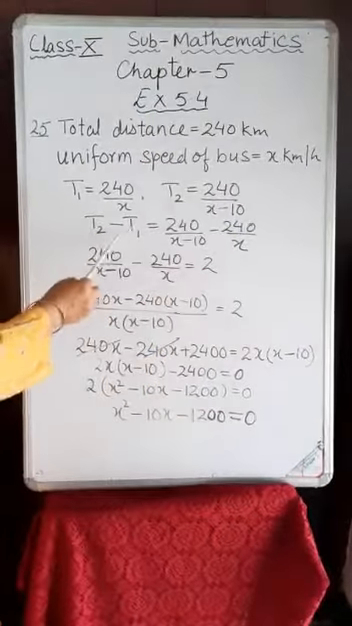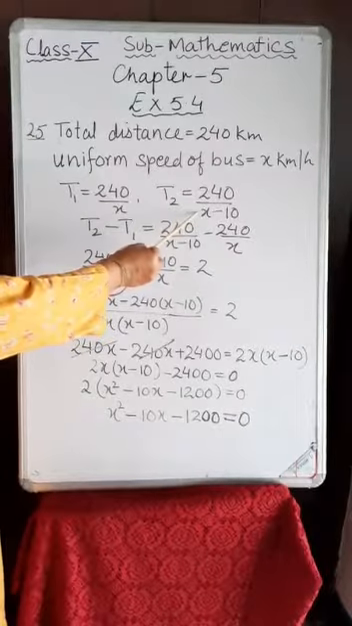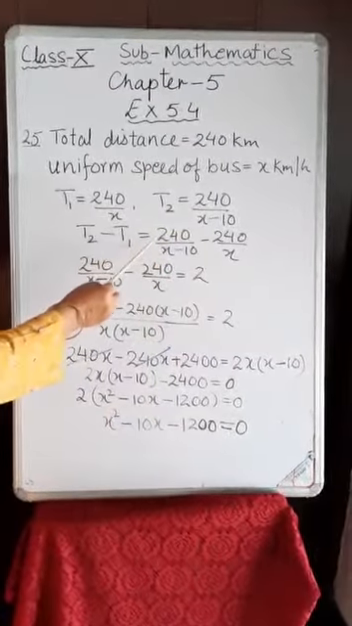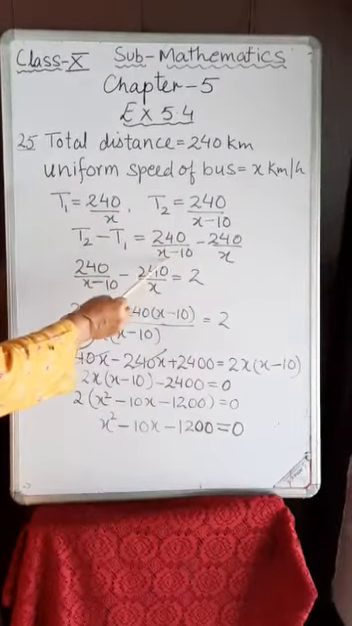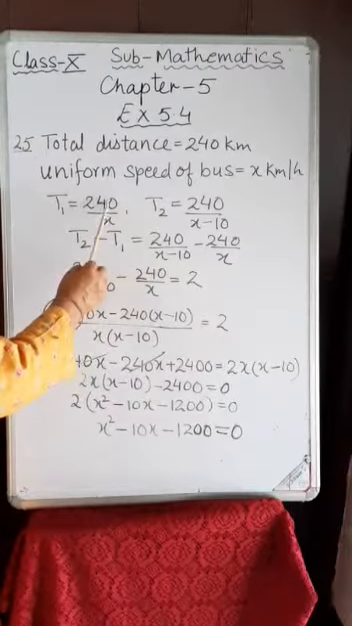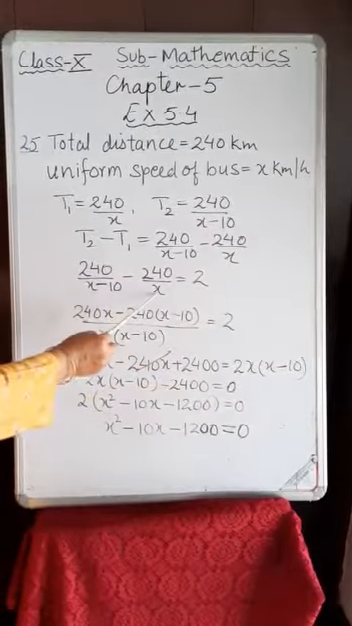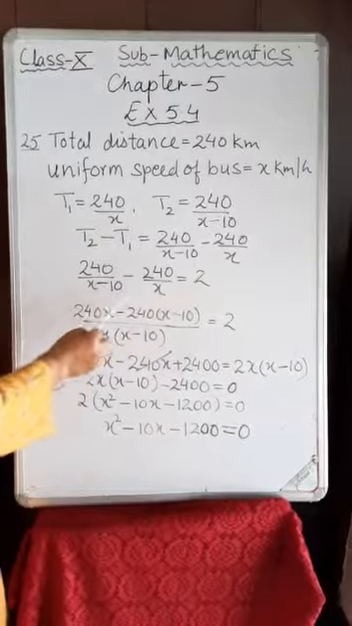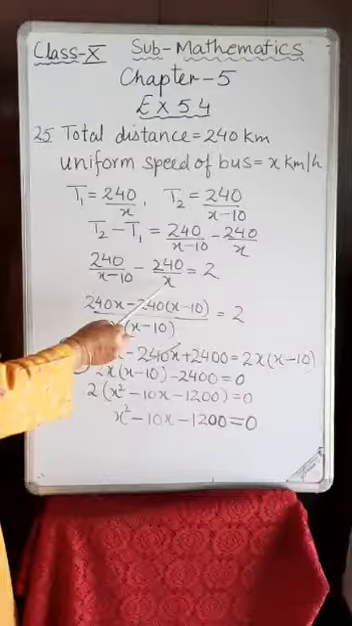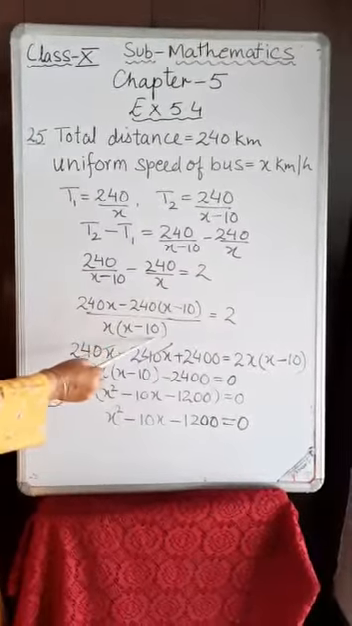Now the difference in time: if the speed of the bus is less, then it will take more time to cover the distance. So T2 minus T1 equals 240 upon x minus 10, which is the value of T2, minus T1. T1 is 240 upon x, so minus 240 upon x. Now the difference of these two times equals 2. Now we take the LCM of these two. If the denominators of two fractions are not the same, then their product is the LCM, as you know.